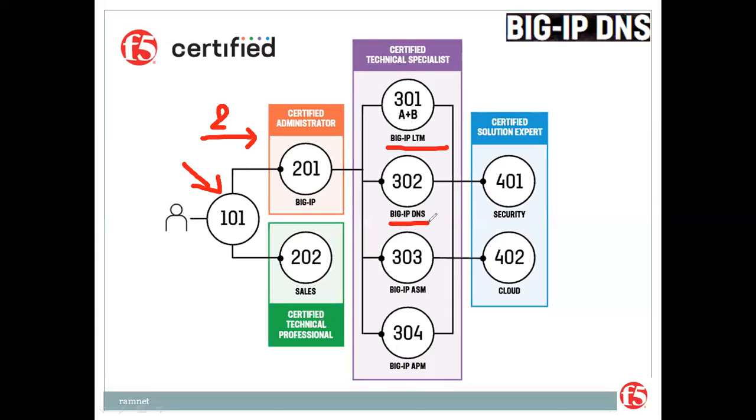302, they can take for DNS. 303, they can take for ASM. 304, they can go for APM. After finishing this, they can go to this step. This is the third step. Okay, this is third. Sorry, it's the fourth step.